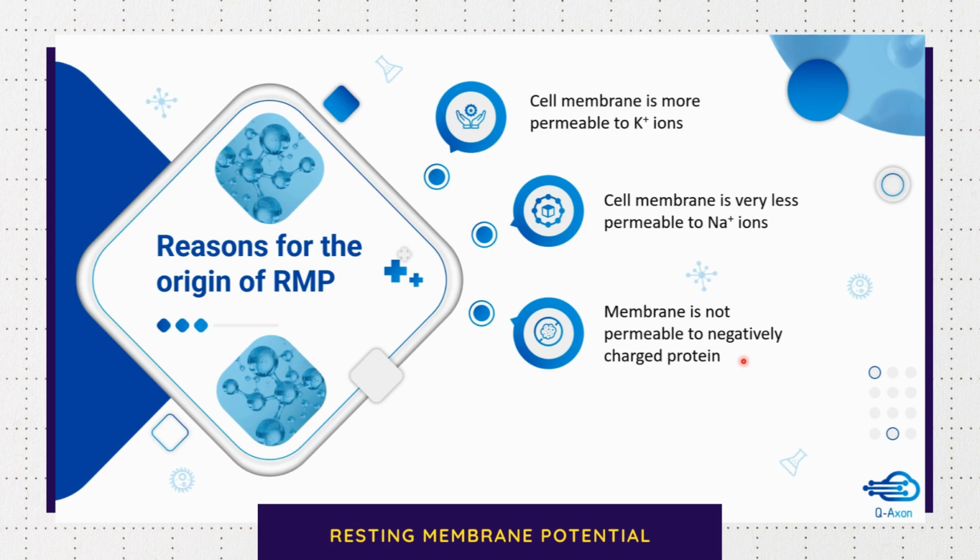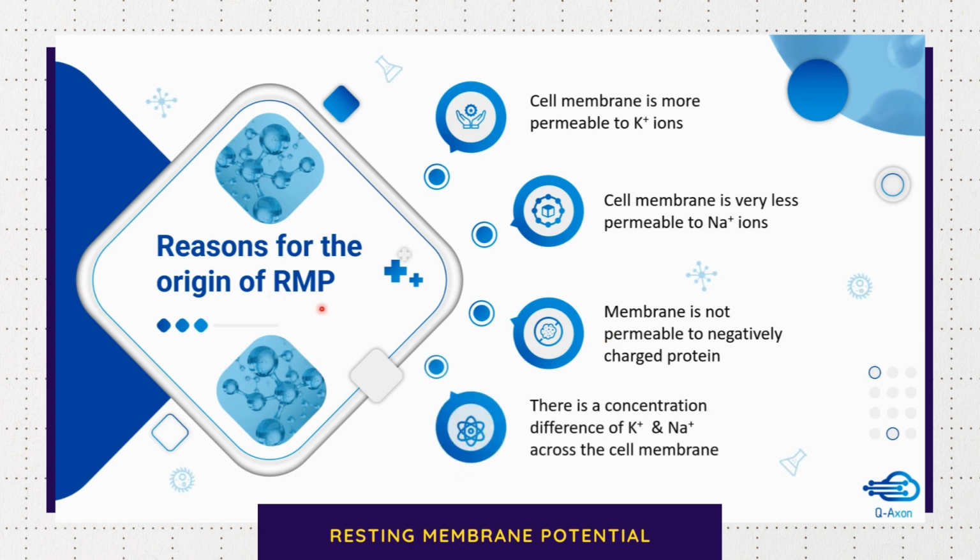If the membrane was permeable to proteins also, then along with the potassium, proteins will also move and there will be an electroneutral condition. Okay, so the membrane is not permeable to negatively charged protein. It is a very important factor for generation of resting membrane potential. And due to the differential permeability of the membrane to these ions, there develops a concentration difference of potassium and sodium across the cell membrane.